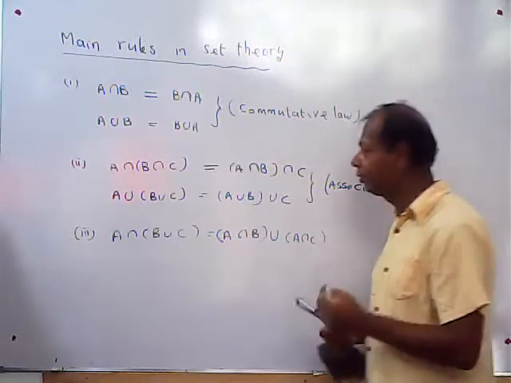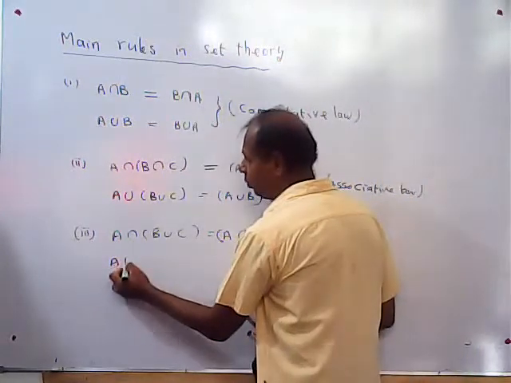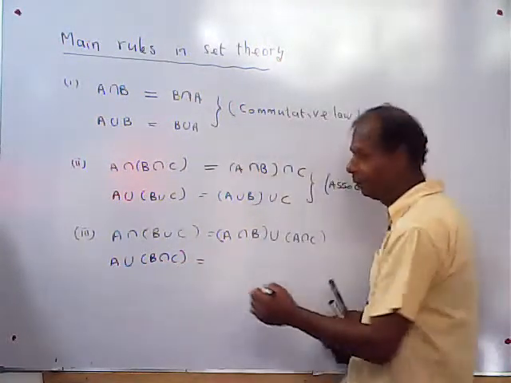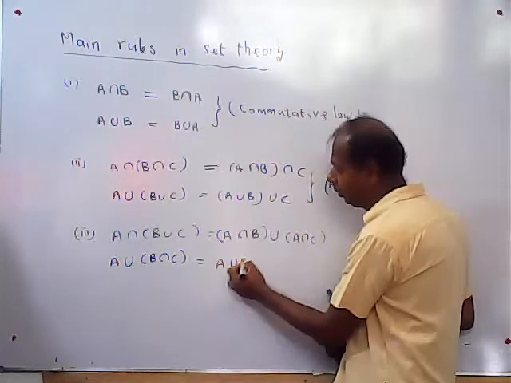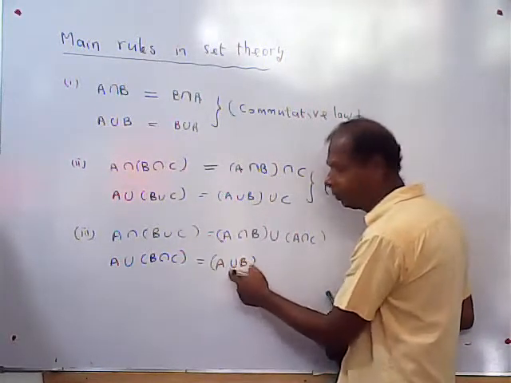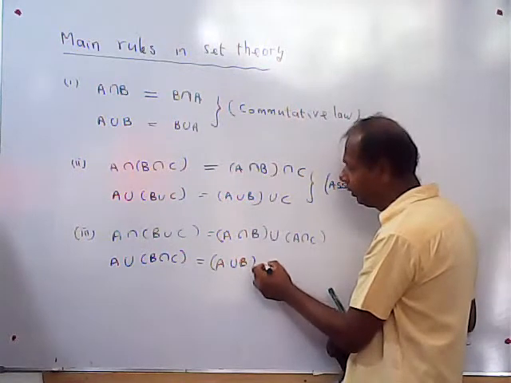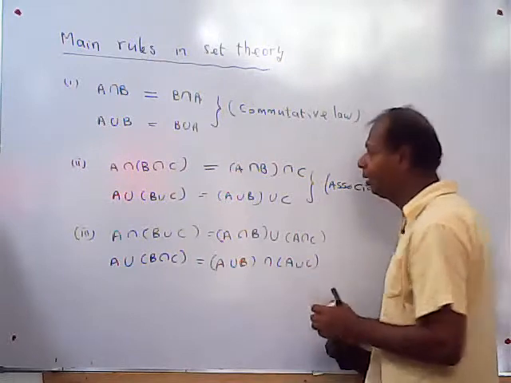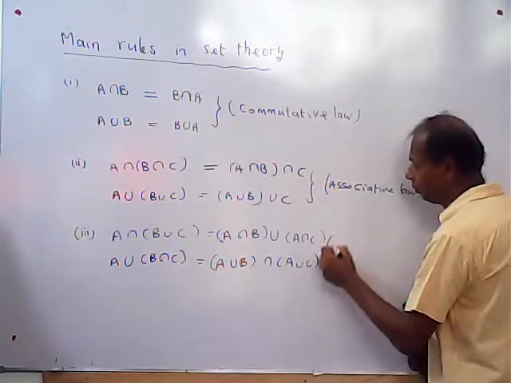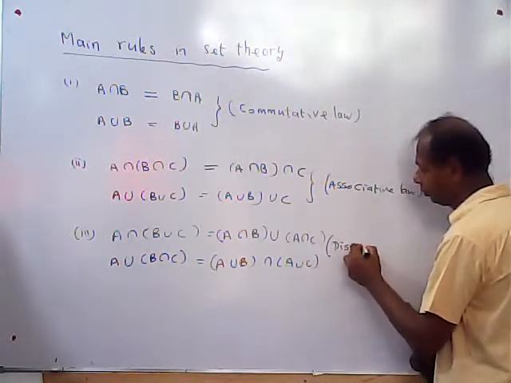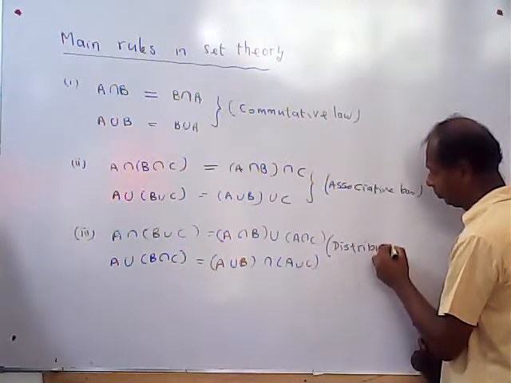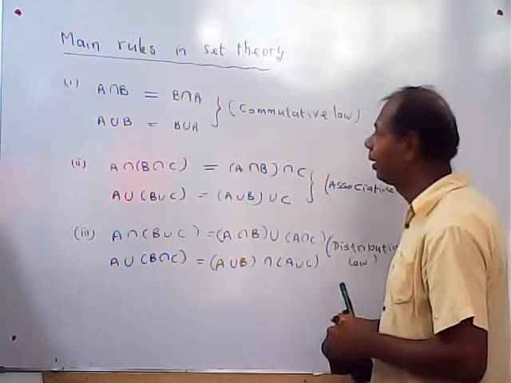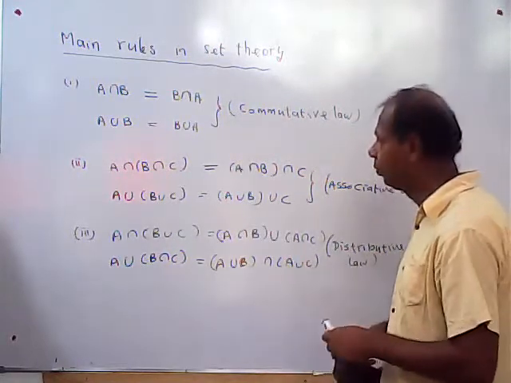There's another form of this. So it can even be A union B intersection C. Sorry, it is equal to A union B intersection A union C. Right? And this is called the distributive law. And there are more rules.